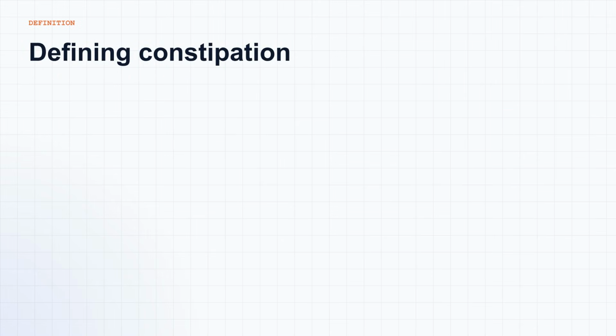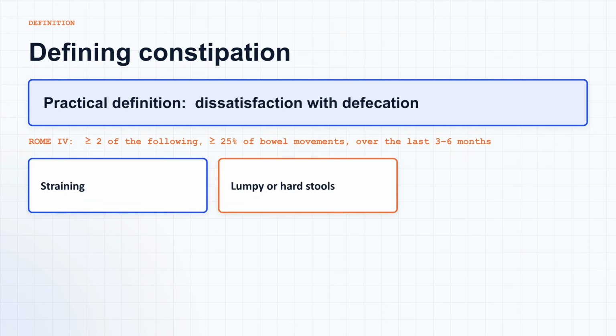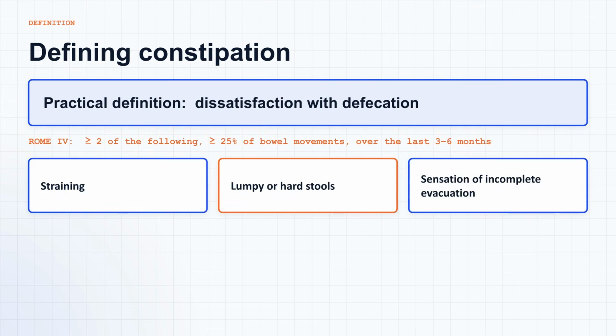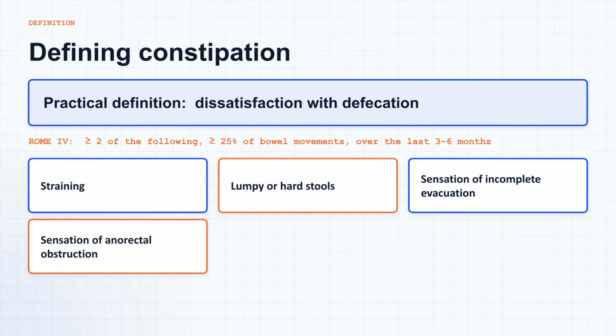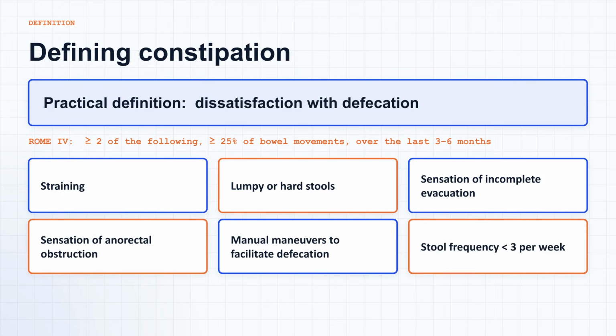Constipation is defined 2 ways. The practical definition is simply dissatisfaction with defecation. The formal Rome 4 definition requires at least 2 of the following, present for at least 25% of bowel movements over the last 3 to 6 months. Straining, lumpy or hard stools, a sensation of incomplete evacuation, a sensation of anorectal obstruction, manual maneuvers to facilitate defecation, and a stool frequency of fewer than 3 per week.